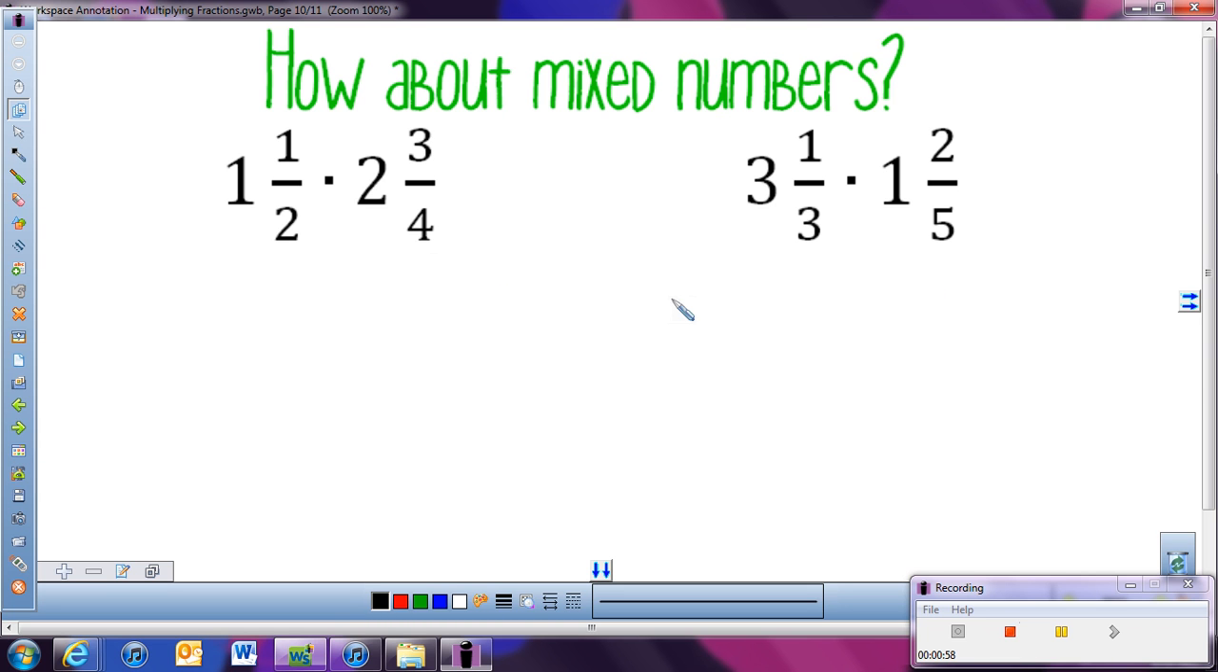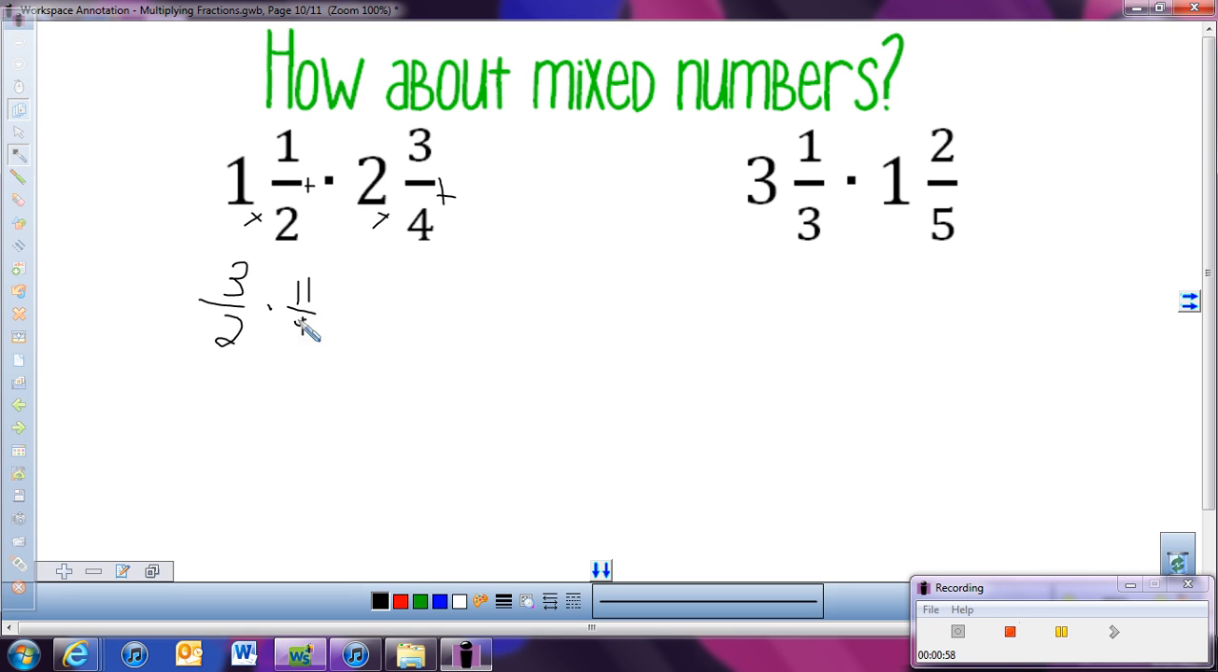So if you remember, a while back we had a lesson on how to change mixed numbers into improper fractions. And to do that, we take our whole number times our denominator, and we add the numerator. So 1 times 2 is 2, plus 1 is 3. So I have to really put down 3 here. So 3 over, the denominator stays the same, 2 times 4 is 8. 8 plus 3 is 11. So 11 fourths. Now we have a problem just like we did before.